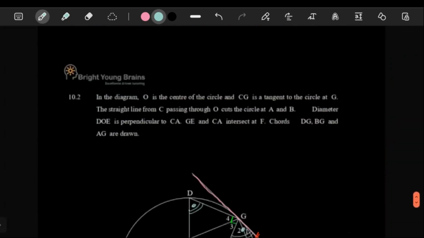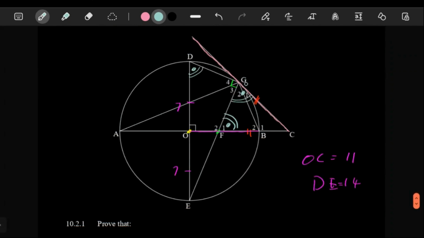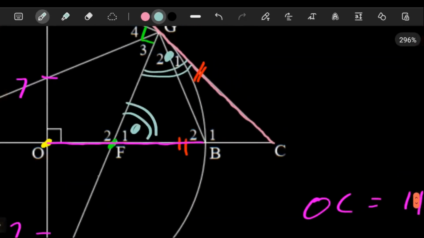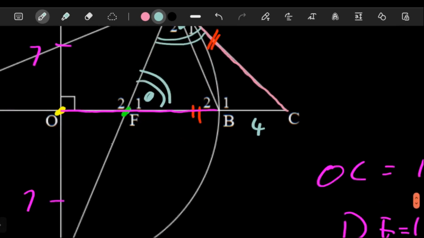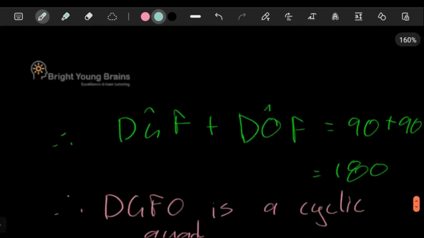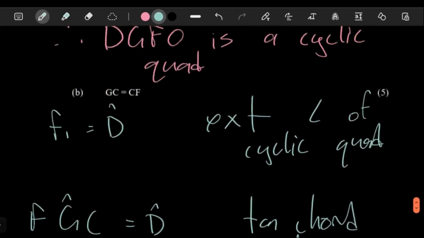Where's CG? There's CG, which is one of these lines here. So if you're going to work out that length, fortunately here we have a 4. So you may be thinking to yourself, okay, that's probably going to help us to a certain extent. One or the other, it should.